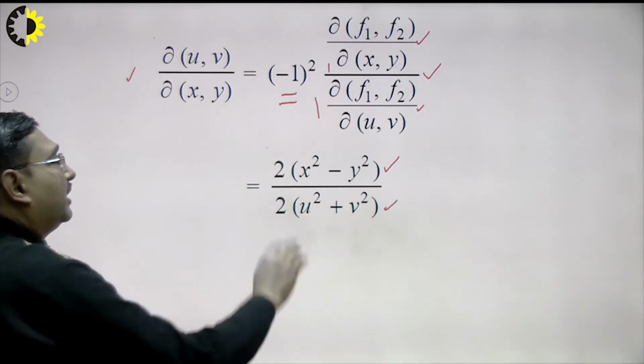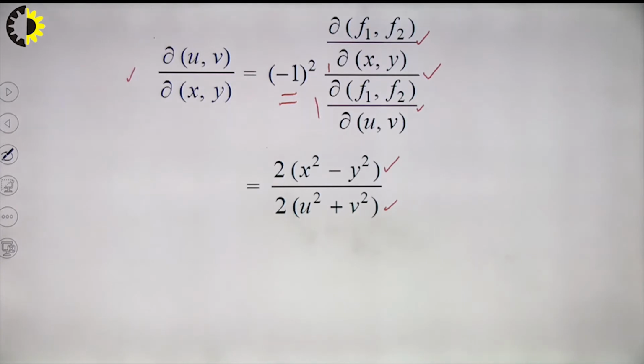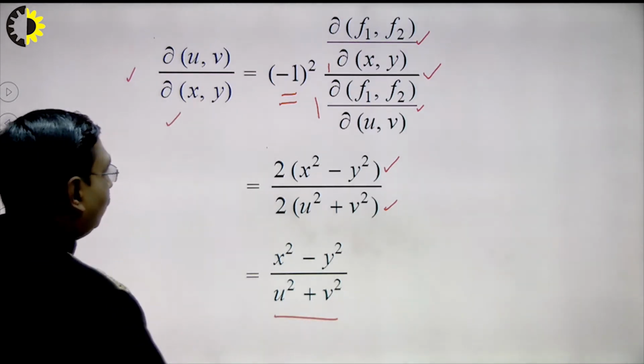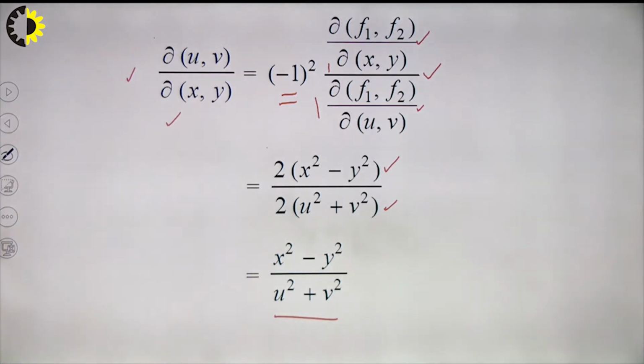This (−1) raised to the power 2 will become 1, and in this manner I obtain the value of this Jacobian ∂(u,v)/∂(x,y) as (x² − y²)/(u² + v²).